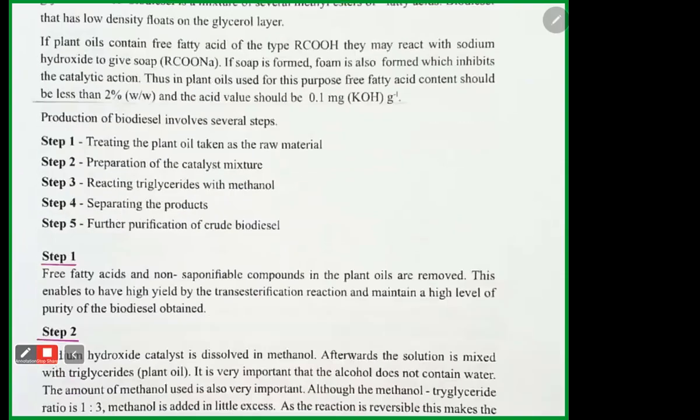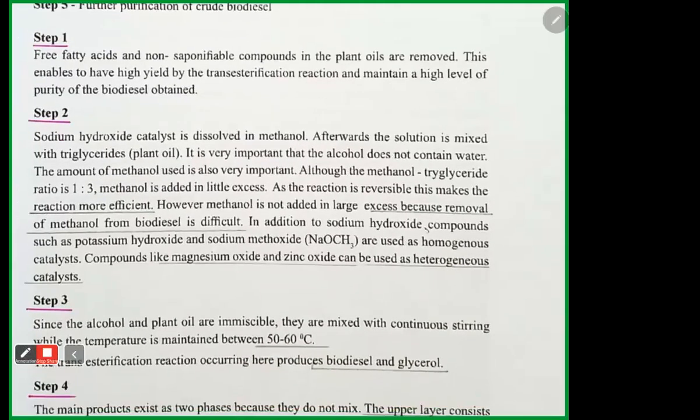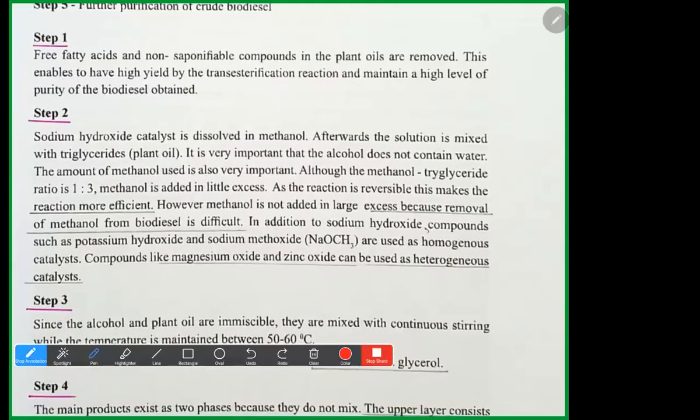Step 1. Free fatty acids and non-saponifiable compounds. Saponification is a reaction of formation of what? Saponification, that's the soap production reaction. That is the ester plus addition of sodium hydroxide, making these sodium salts of carboxylic acid. That is saponification.